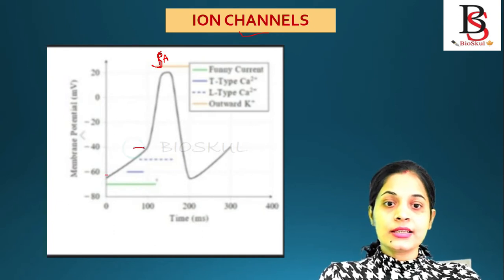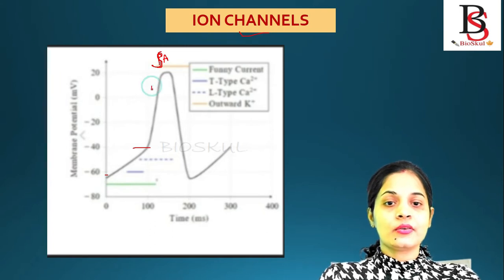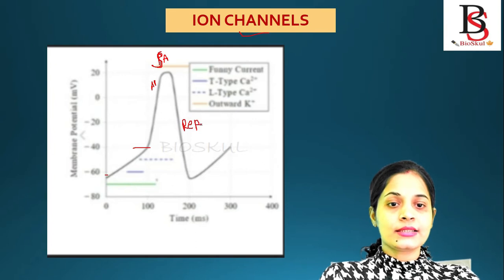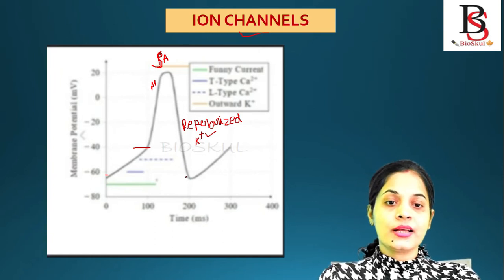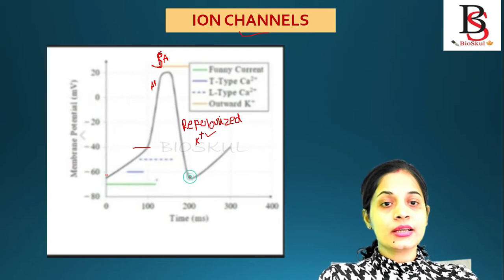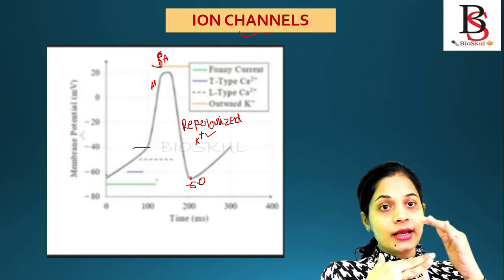Then it will reach its threshold point. This one is the threshold point at -40. Then it will reach the action potential. Then again it will get repolarized. When it gets repolarized, because of the entry of potassium ion, the potassium ion channel gets closed, and the cell again reaches its initial stage. Now the cell is in the negative membrane potential.